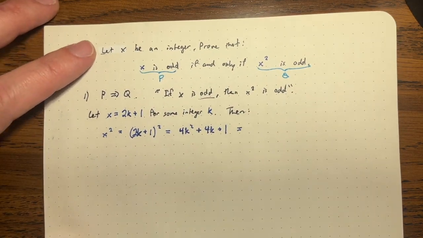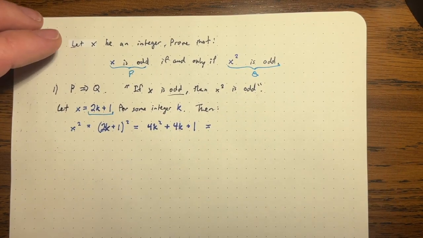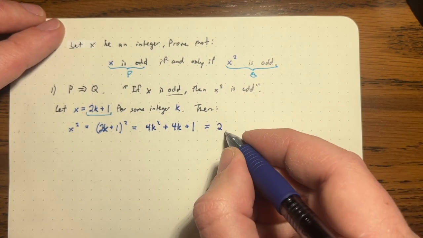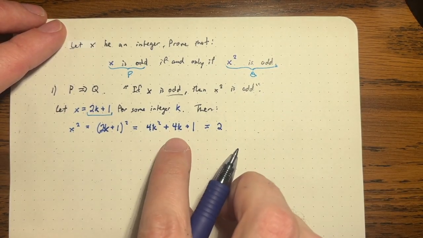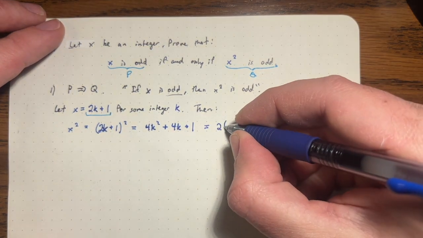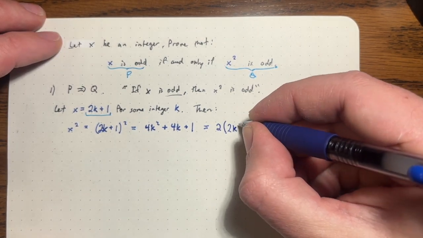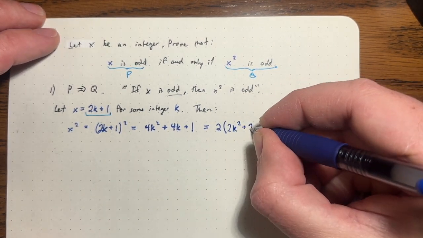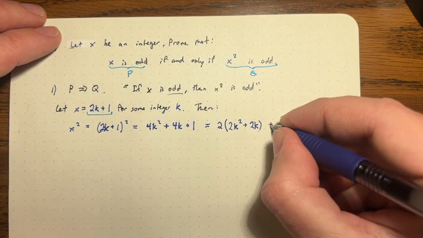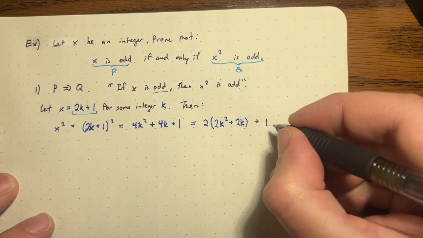How do we make it obvious? Let's try to write it in exactly that form, where it's 2 times an integer plus 1. 2 times, do you see what I should write there? I want that plus 1. So it's 2 times, I can factor out 2 from these first two terms. I can't factor it out from there, but I don't want to. I want to leave the 1 there because that's an odd integer. Great. So which is odd?